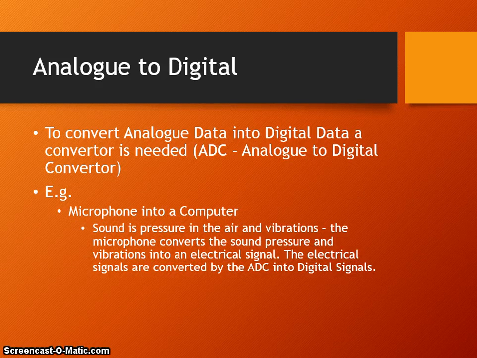Computers use digital data. Any electronic device uses digital data, and that's because of how we store data inside, like the binary number system. So we need to somehow get nature's data, which is analog, and get that into being digital. And in order to do that, we use an analog to digital converter, an ADC. For example, in a computer we might have a microphone. So sound is basically pressure in the air, it's vibrations. The microphone, also known as a transducer, takes that sound pressure and the vibrations and converts it into an electrical signal. So that's the first step that the microphone does.